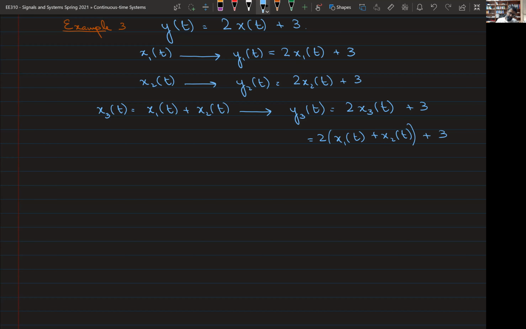Plus 3, and therefore this is 2 times x1 of t plus 2 times x2 of t plus 3 and not 6. And because of this exactly, then, as you rightly pointed out, this is not equal to y1 of t plus y2 of t. And this is enough for us to conclude that the system is not linear.